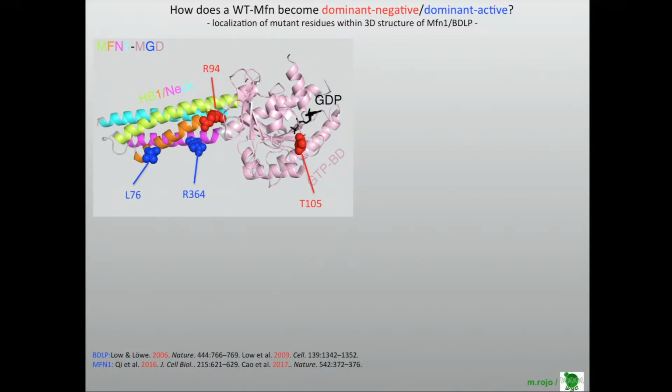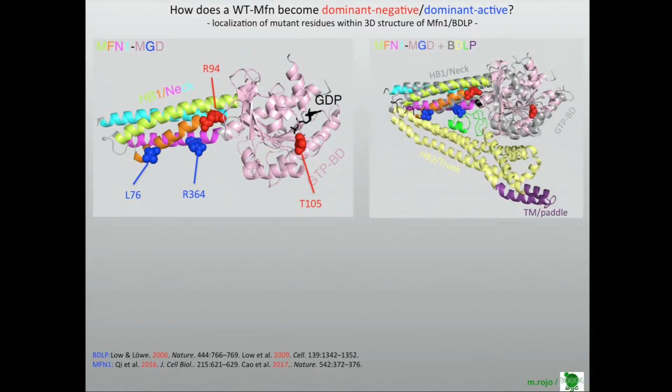This is the quantification of that. The number of junctions with mitochondria is very low in the mutant phenotype, and when you co-express DRP1, it recovers. So how does it work? This is now the whole challenge. How do we get a dominant active molecule?